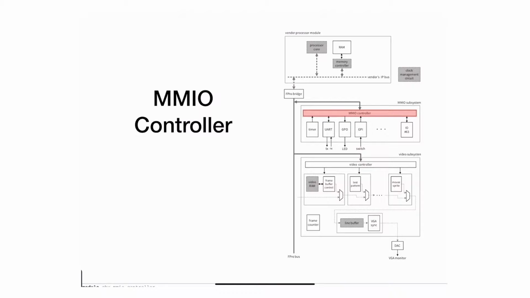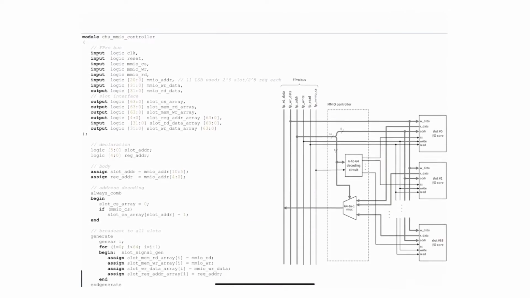The memory mapped I/O, or MMIO, controller sits in the middle between the different I/O cores and the FPRO bus, and its purpose is to translate by decoding or multiplexing the different address signals and the different data signals from the bus into each one of the cores, or from each one of the cores, whether it's reading or writing. Its construction is pretty straightforward.